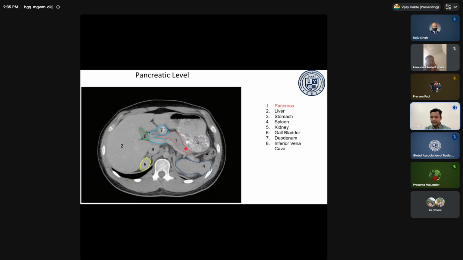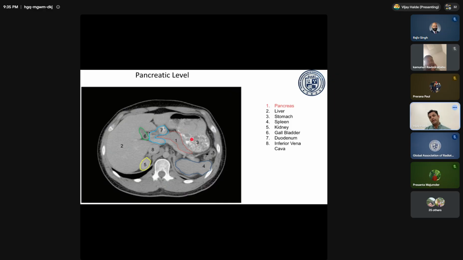Here we can see the pancreas. This red portion is the pancreas, which is surrounded by the duodenum. Sixth is the gallbladder. This is the liver. Fifth, the kidney will start. Fourth is the spleen. This is the stomach.